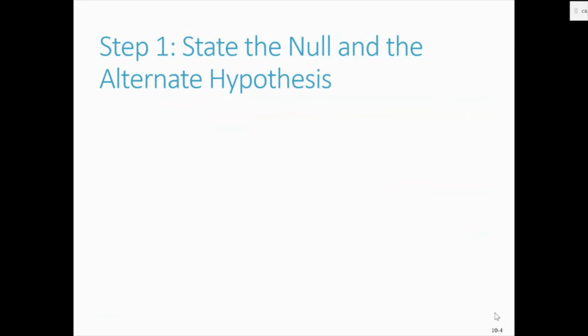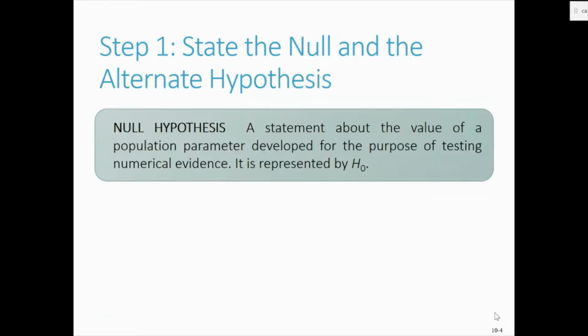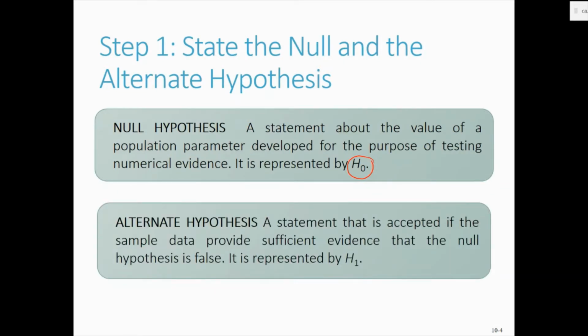What is the null and the alternate hypothesis? The null hypothesis is a statement about the value of a population parameter developed for the purpose of testing numerical evidence, and it is represented by the H0, or the H null. The alternate hypothesis is a statement that is accepted if the sample data provides sufficient evidence that the null hypothesis is false. This alternate hypothesis is represented by the H sub 1.